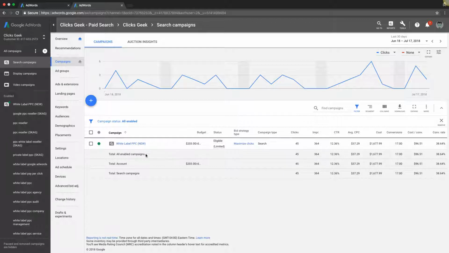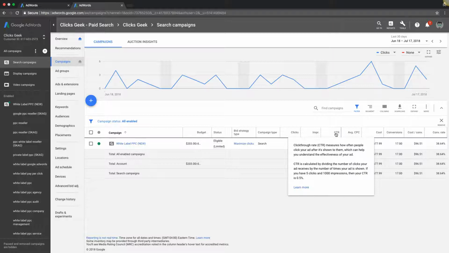If we look at our white label campaign, we have our clicks, our impressions, and our click-through rate. Our click-through rate is 12.36%. Our ads have shown 364 times for our desired targeted keywords. Out of those 364 times, 45 people clicked on the ad, which equals 12.36% of people who clicked versus the impressions.